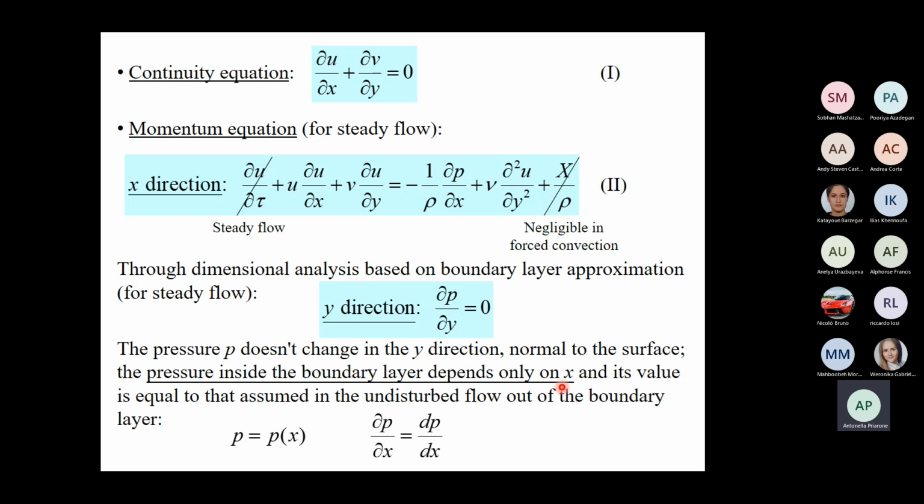So if the pressure depends only on x, I can write P as a function of x only, and in the momentum equation, I can substitute the partial derivative of pressure in x with the total derivative of pressure in x, because pressure depends only on x. This will be important in natural convection. It means that if I know the law for the pressure as a function of x outside the boundary layer, the same law is valid inside the boundary layer, because in the y direction the pressure does not change.